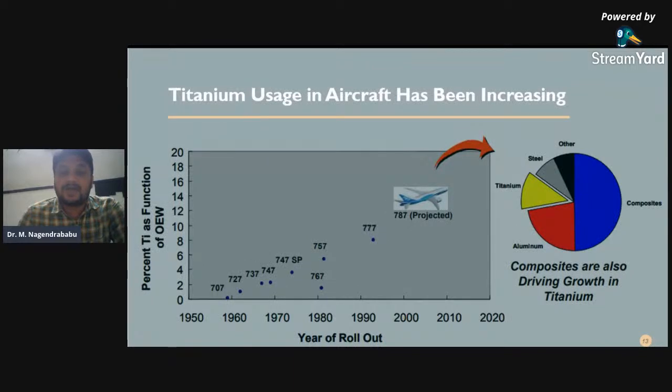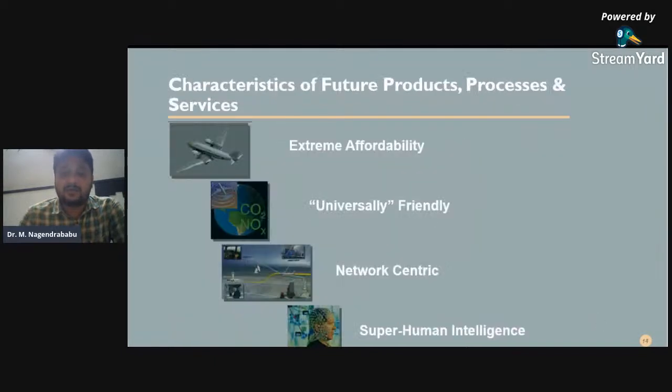Coming to titanium, its usage in aircraft has been increasing day by day. As the years roll on, continued development of improved alloys is needed to improve performance, manufacturability, and affordability as well. As we can see here, the growth of titanium, as composites are always driving growth in titanium. So the main characteristics, we have to discuss these characteristics.